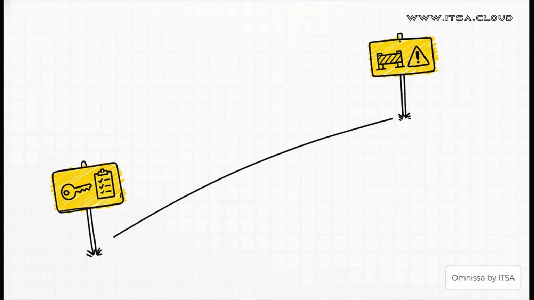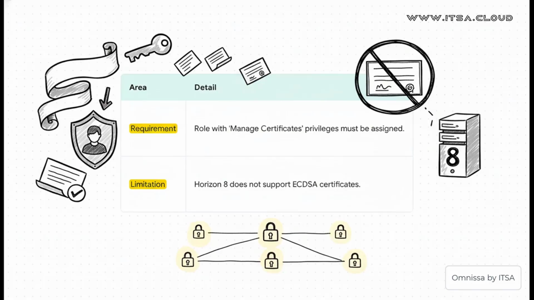So if you're ready to lock in those benefits and go check your own console right now, that is awesome. But hold on. Before you dive in, there are just a couple of practical details you really need to know to get started. First thing, a little heads up on permissions. This isn't turned on for administrators by default. You actually have to go and specifically create a role with the Managed Certificates privilege. And second, there's a key limitation to be aware of. If your organization uses ECDSA certificates, this tool in Horizon 8 does not currently support them. That is a critical technical check you've got to make before you start.